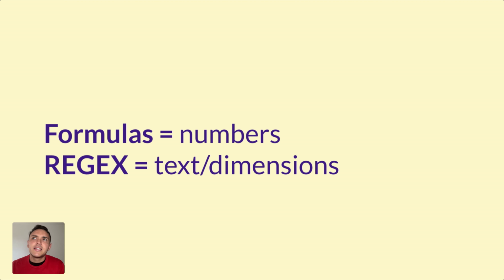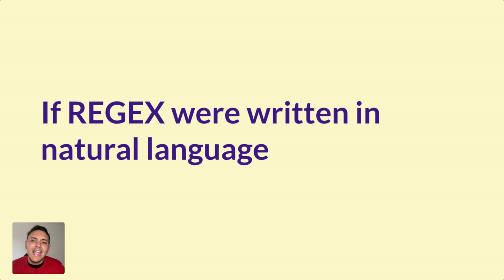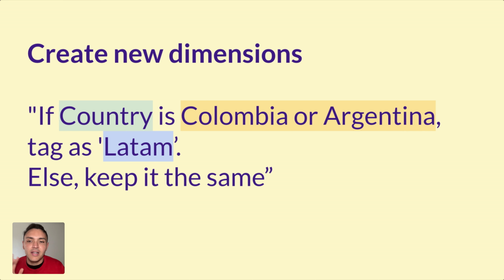An example is, hey, I want to find in my database all the emails that contain Gmail. That's one of the use cases that you can come up with. Now, if regular expressions were written in natural language, it would work something like this. The rule is: if my dimension country has the value Colombia or Argentina, please tag those values as LATAM, Latin America. If not, keep it the same.